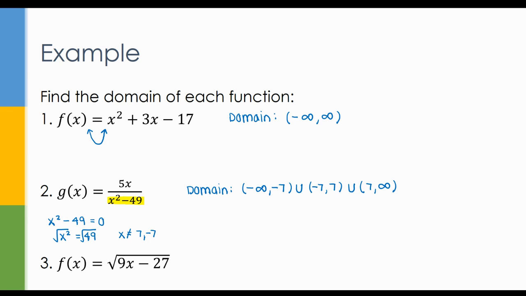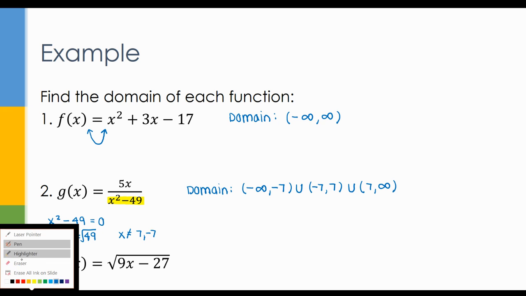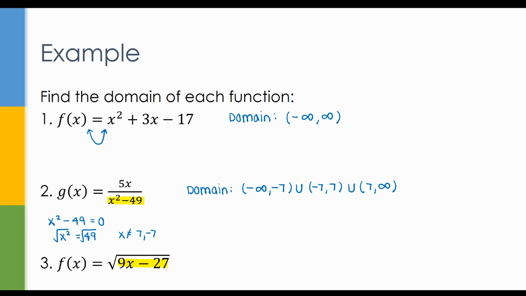Okay, if I look at this last function here, I see f of x equals the square root of 9x minus 27. Remember, I never want to have a negative number underneath my square root. So what I'm going to do in this case is what I have underneath the radical, it can equal 0 because I can take the square root of 0, or it can equal a positive number. So I'm going to take 9x minus 27 and set it greater than or equal to 0. I'm going to solve for x, and that will end up then being my domain.